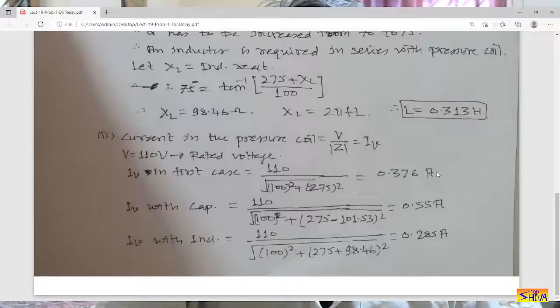I hope you get the feel of how the design angle changes the maximum torque angle as well as the current in the pressure coil of the relay.